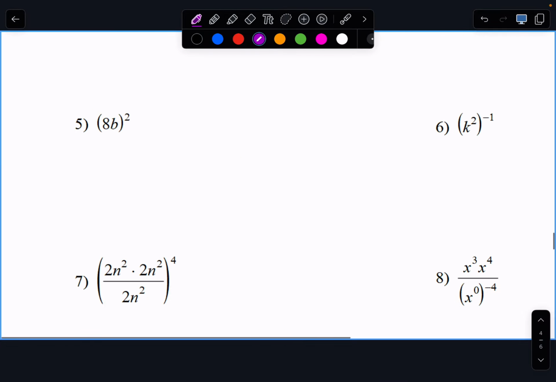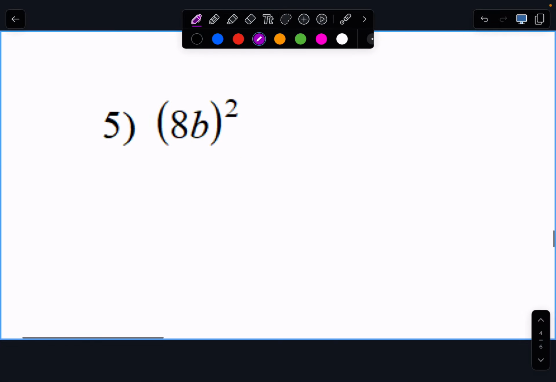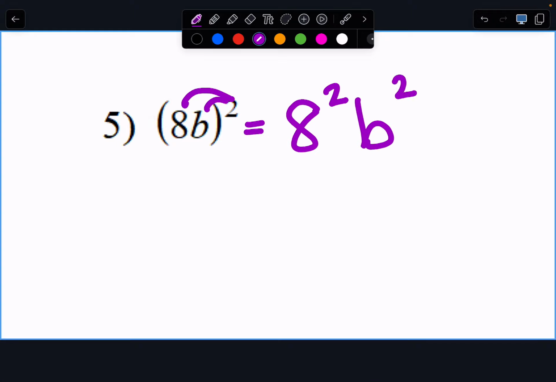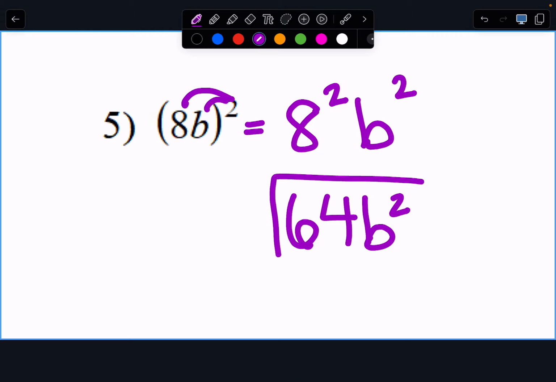Okay, now let's go to this one. When we have a parentheses and an exponent, that exponent goes to everybody. So this is 8 to the second power and b to the second power. What is 8 to the second power? So we're going to write this as 64b squared.